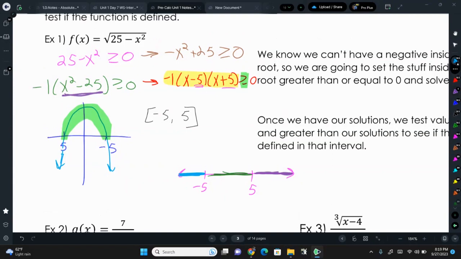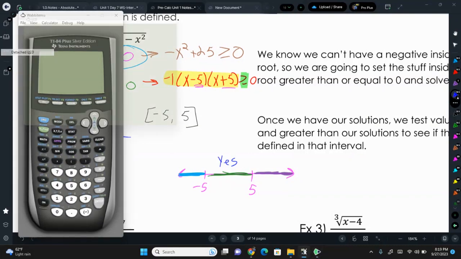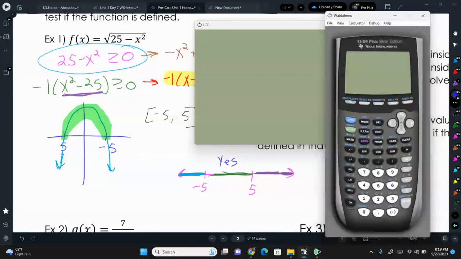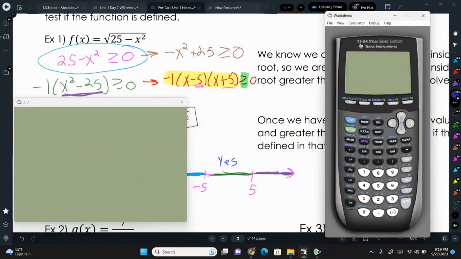And if we plug in 0 to our original inequality, 25 minus 0 squared, is that greater than 0? Yes, it is. So yes. If we plug in something smaller than -5, let's say we plug in -6. Now we might get tripped up with the negatives here. So I want to show you what I'm doing. So if I plug in -6 for x, 25 minus -6 squared, I get -11. So that can't happen.